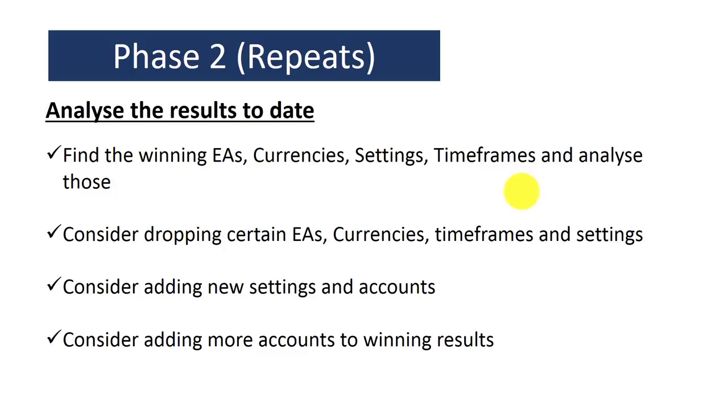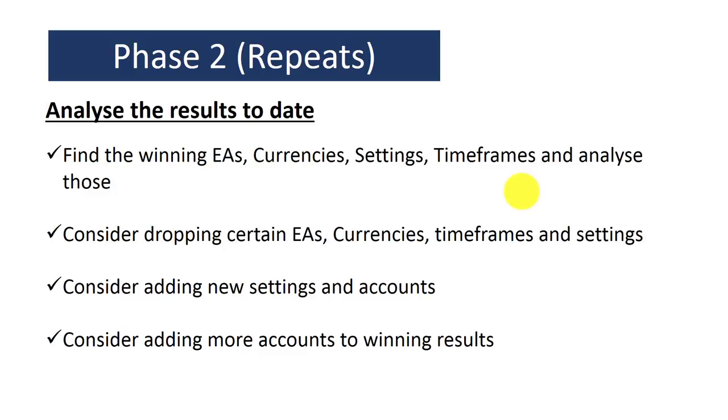So what you would do is you'd find the winning EAs, the winning currencies, the winning settings and timeframes, and analyze those. Now I'm going to show you how you can do that, because we have made changes to the service in that it's much easier to find those. Then you can consider dropping certain EAs, certain currencies and timeframes and settings.